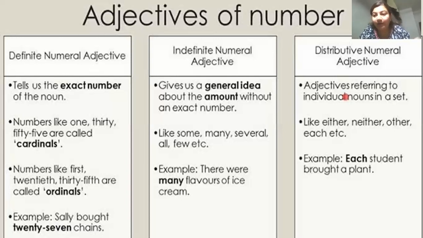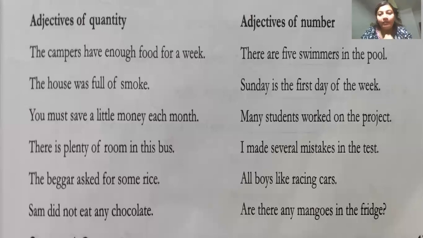So it is not only referring to one group, but to each and every student of that particular class. Now here we will see some examples of different adjectives of quantity as well as number. So in quantity, we will identify what are different adjectives of quantity, and in numbers, we will see what are different adjectives of number. The campers have enough food for a week.